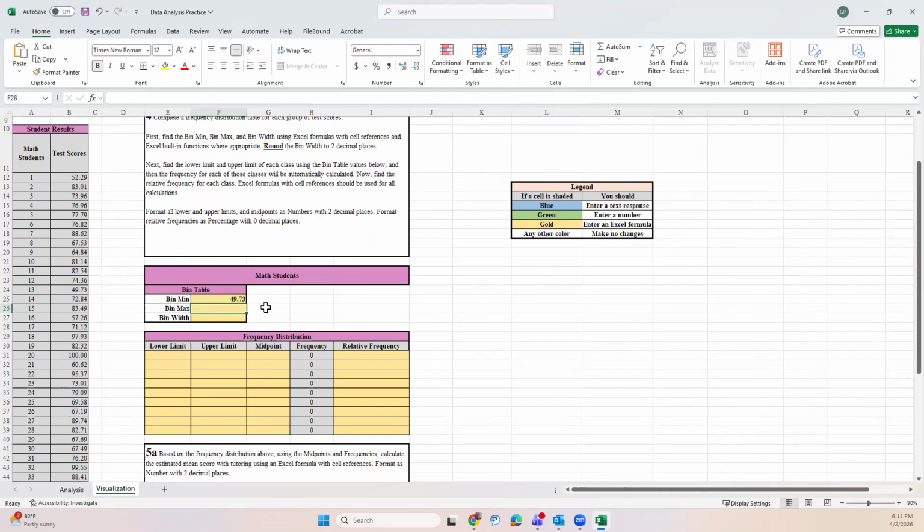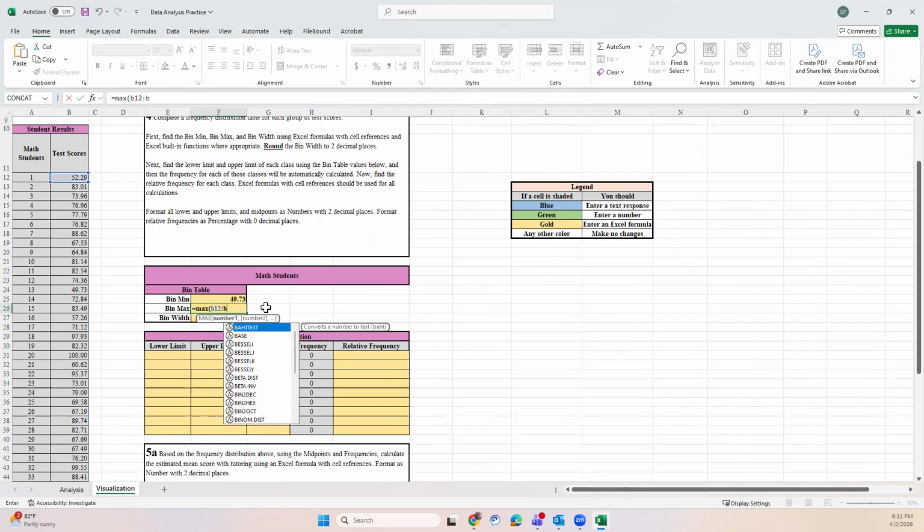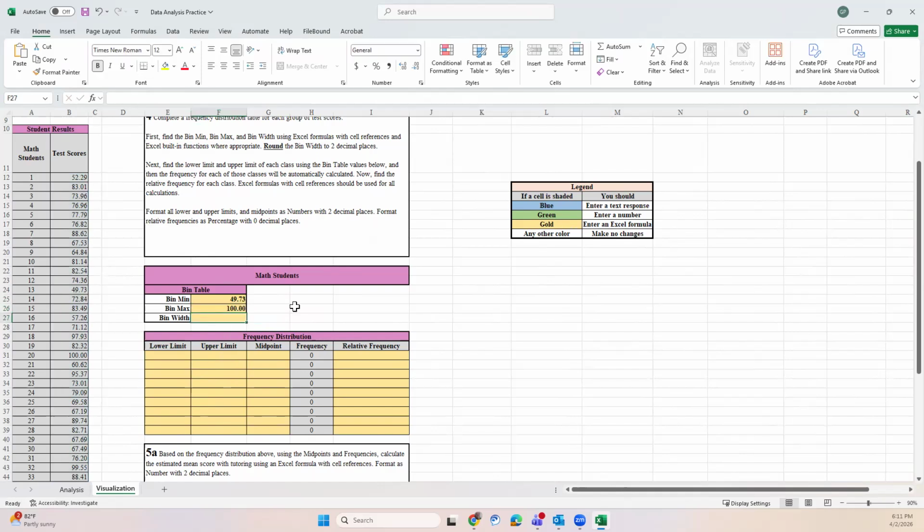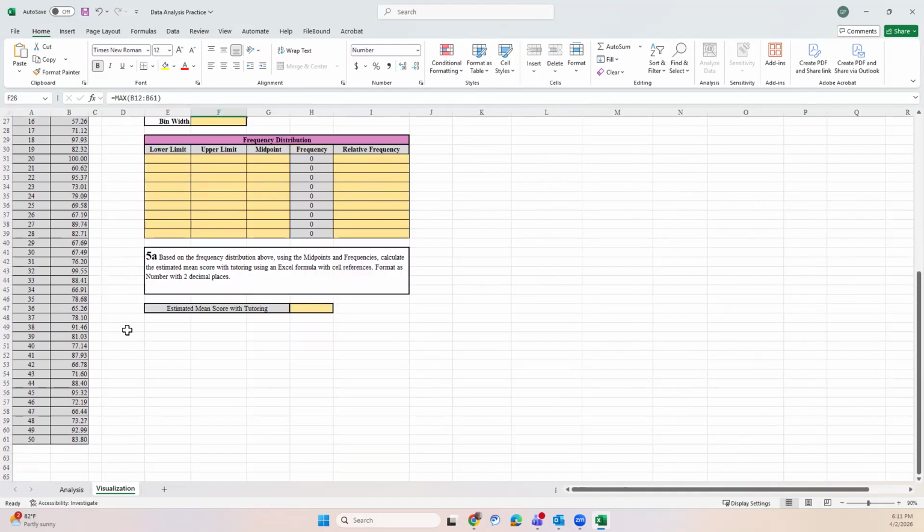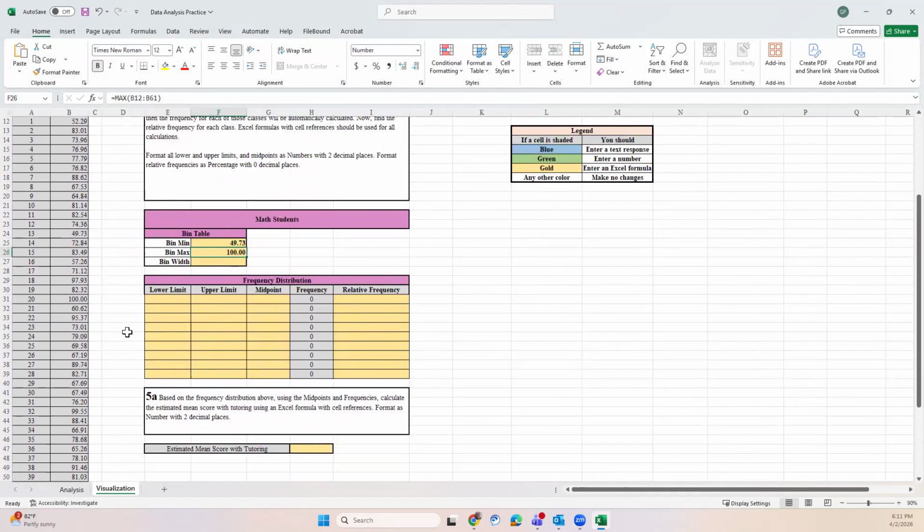Now I want to find my max. Well, that's just going to equal my max. I'm going to open my parenthesis. Again, I can just type all this in. B12 colon B61. Excel does not need it to be capitalized. Excel doesn't care. It's going to capitalize it anyway, so you don't need to worry about that. I'm going to go ahead and hit enter. And then when I look back at this, this is capitalized, right? And my maximum score is somebody got 100%. And I did know that that was the highest it could go. Looks like only one person got 100%.